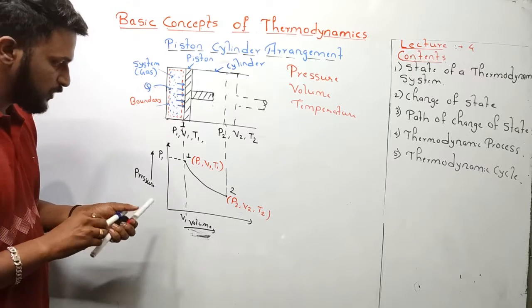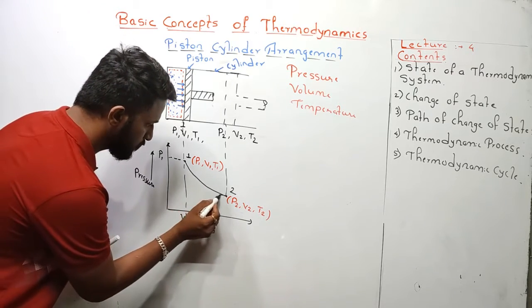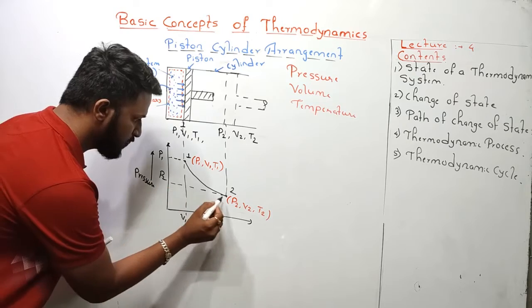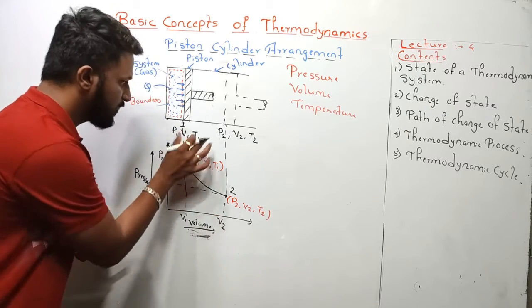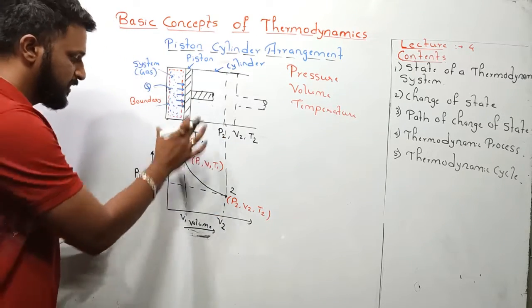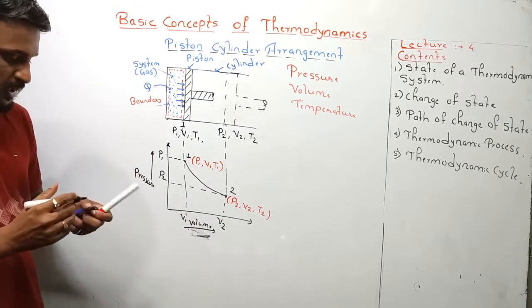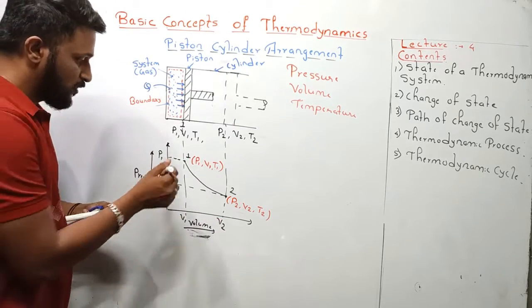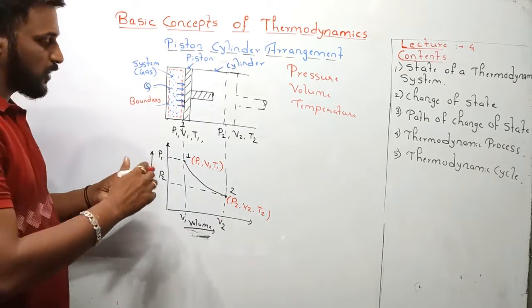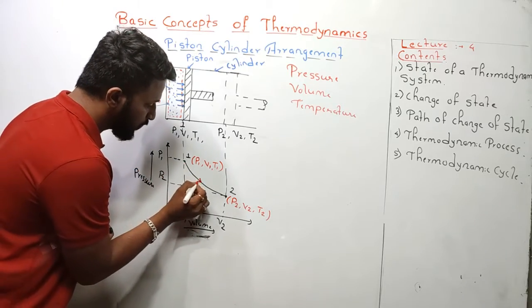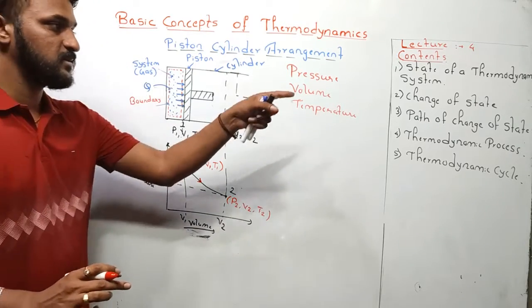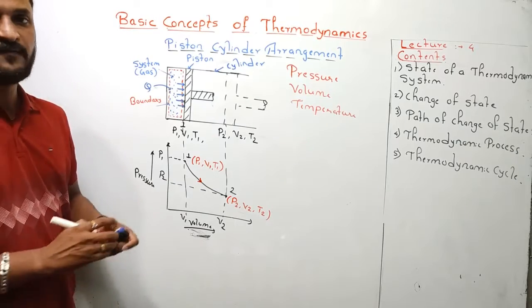So this will be the P2 and this will be the V2. Now this is the volume which is occupied by the gas and this is the volume. Okay. Now if you observe this, while changing its state from 1 to 2, the system has followed one path, and that is nothing but the path of change of state.